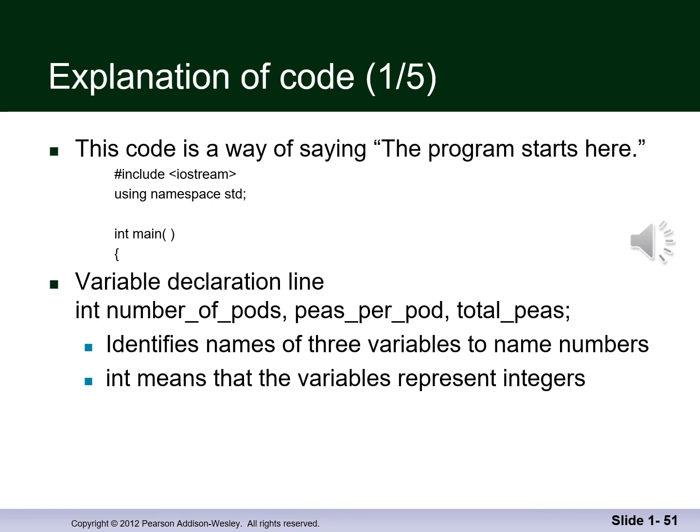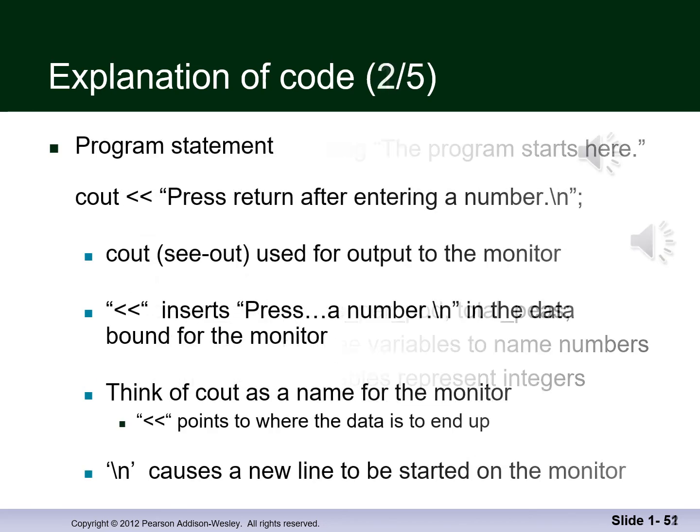Variables are storage locations that can hold values. So we defined 3 variables, and they're ints, integers, whole numbers. And their names are number of pods, comma, peas per pod, comma, total peas. This identifies names of 3 variables to store numbers. Int means the variables represent integers or whole numbers.